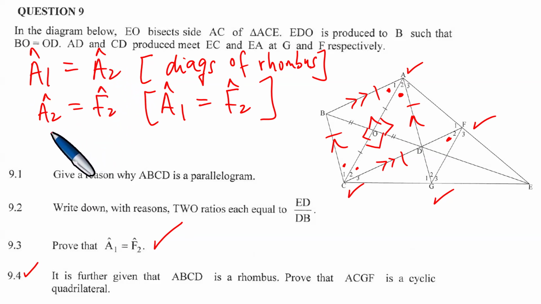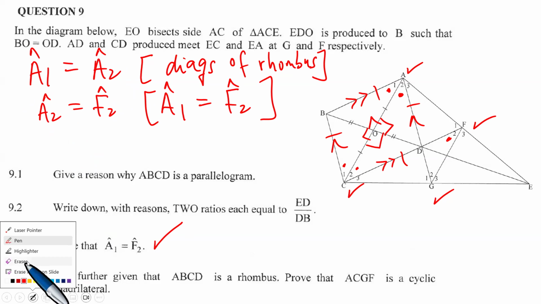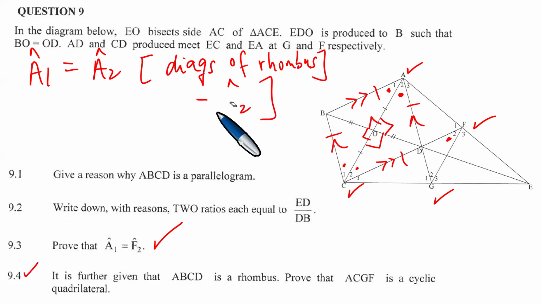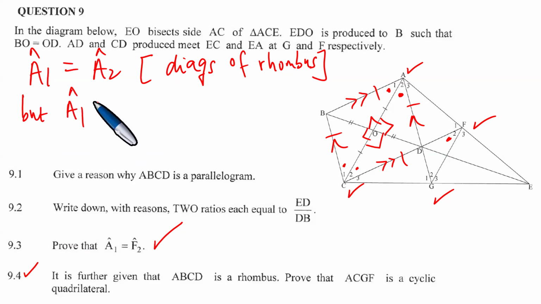So we can write it like that, but I can also write it like this. Can also write it like this. A1 is A2, diagonals of a rhombus. And then you can come and say, but the angle A1 is equal to the angle F2.